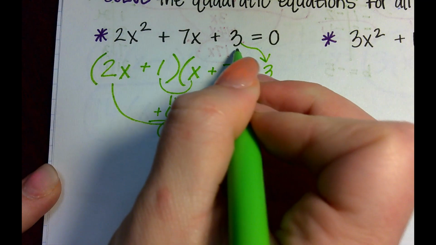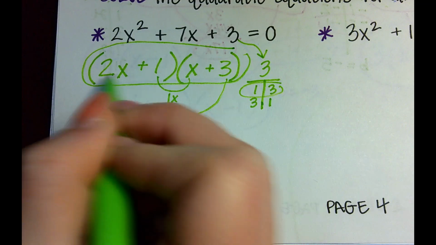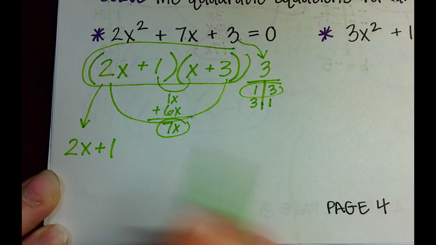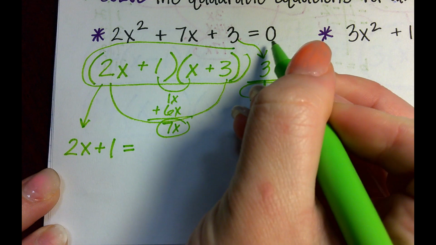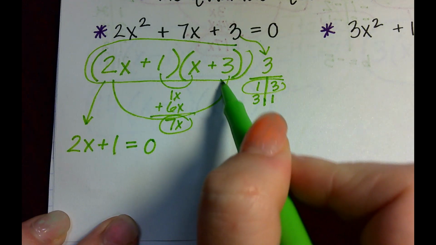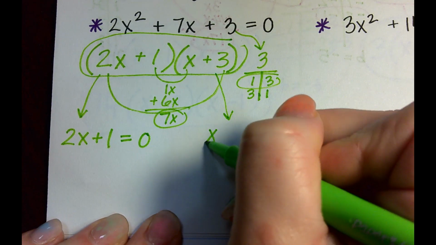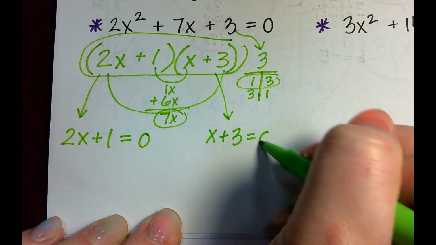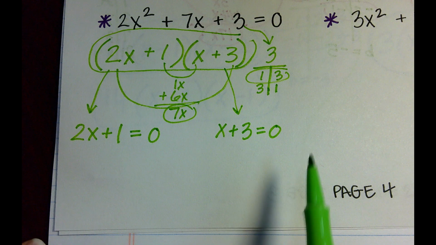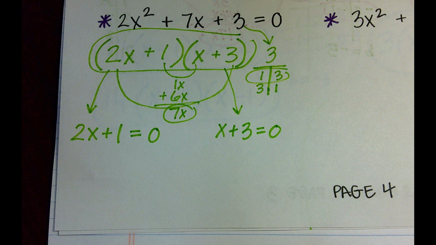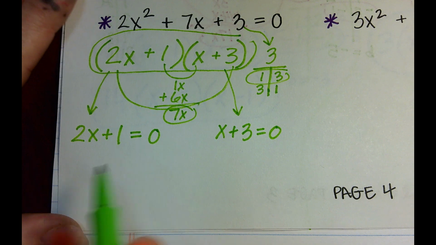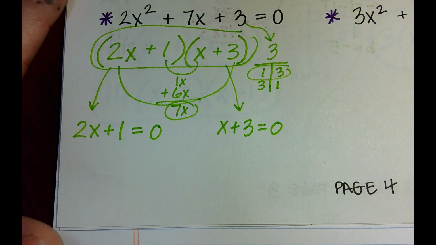I'm going to take these factors, 2x plus 1, and I'm going to set it equal to whatever number they give us. In this case, it's 0. And then I'm going to do it with the other one. x plus 3 equals 0. And now we just solve the equation like normal, which you all know how to do. So 2x plus 1 equals 0. How would I solve this? Just remind me.